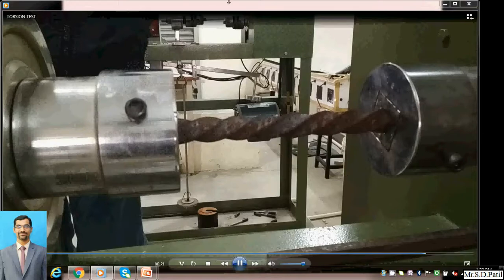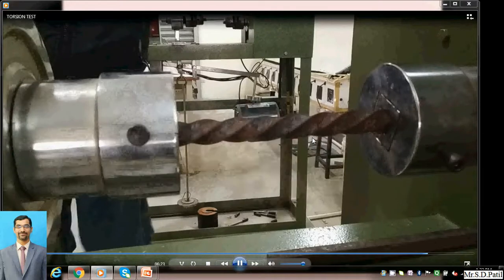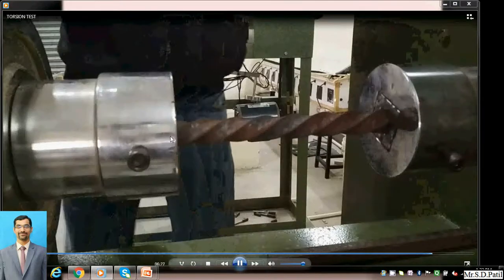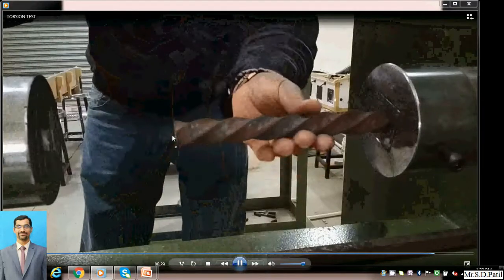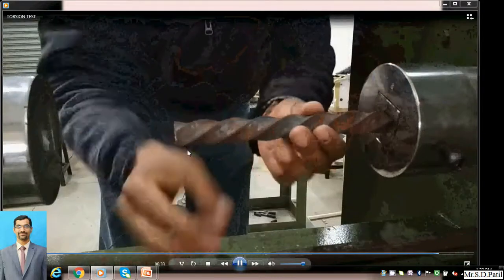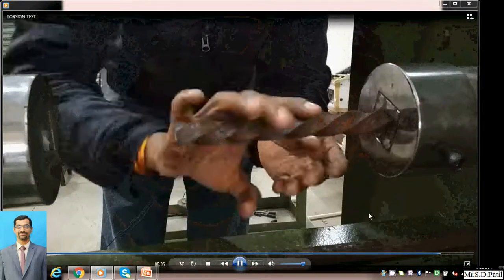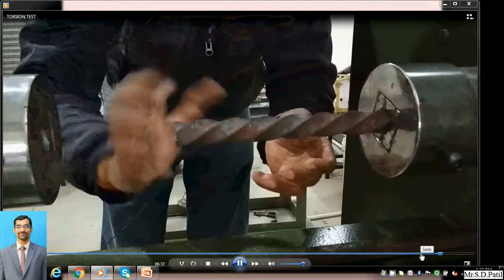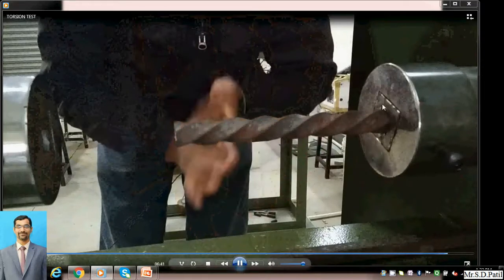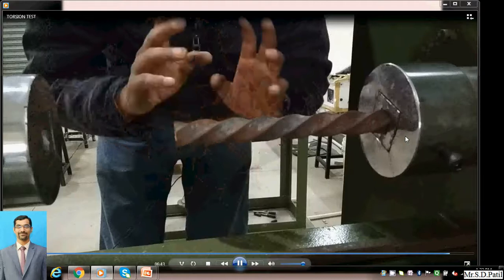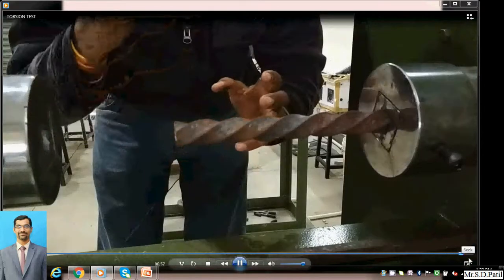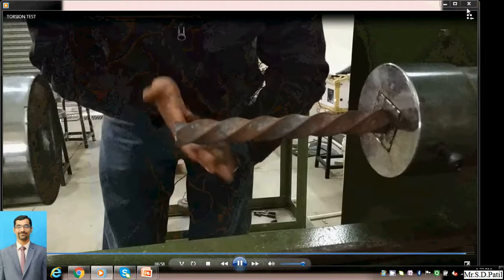Similarly here, when it reaches its limit, just see now, the failure has occurred. Suddenly we observed some sort of jerk, and the failure occurred near this particular jaw itself. So this will be the failure mode of the component. Here we have to remove this component from the jaw, so we will get the failure pattern.